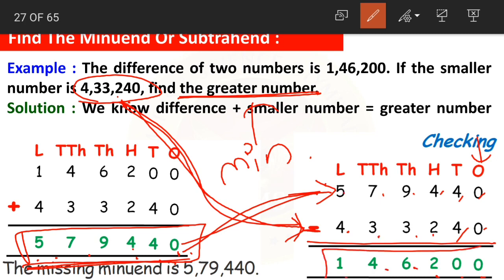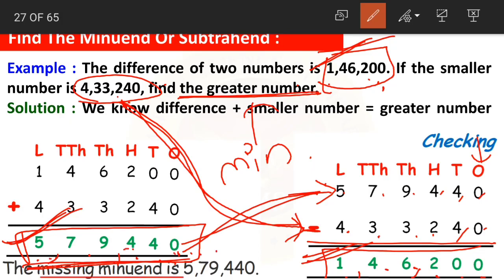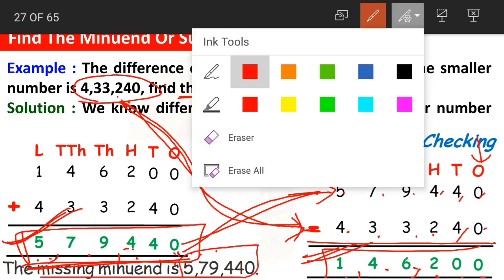What answer did we get? 1,46,200. Look at the question. In the question they have said that the difference is 1,46,200. We got the same answer, right? So what does this mean? The minuend we have found, 5,79,440, is the correct answer. Yes, the missing minuend or the greater number is 5,79,440. Clear, children? Minuend minus subtrahend is equal to difference.